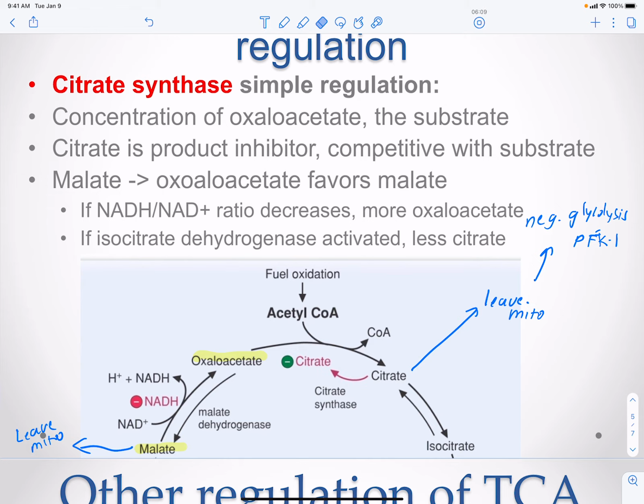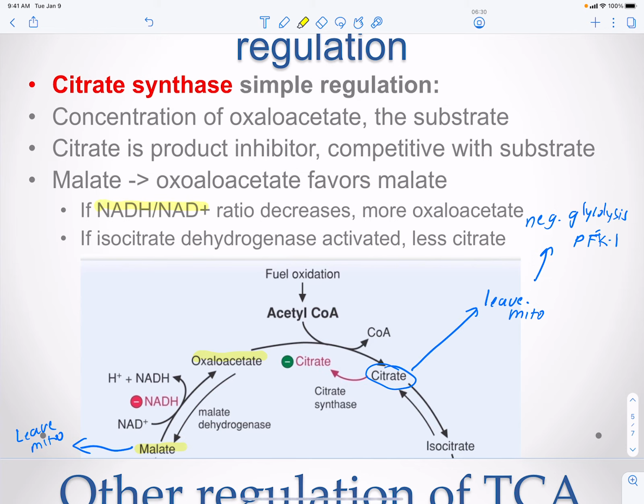So citrate, if it builds up, you're going to have to get these carbons out of the mitochondria. And so citrate will actually leave and will start to block glycolysis, because you don't want to keep pushing pyruvate through to make acetyl-CoA if you have a backlog of citrate.